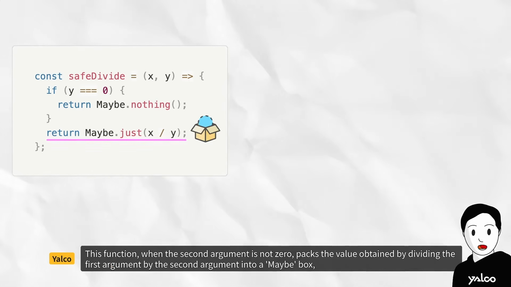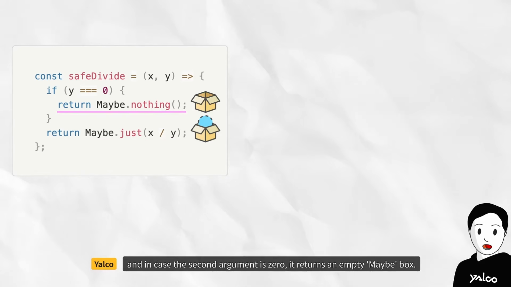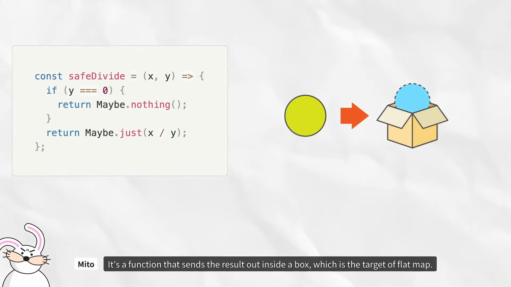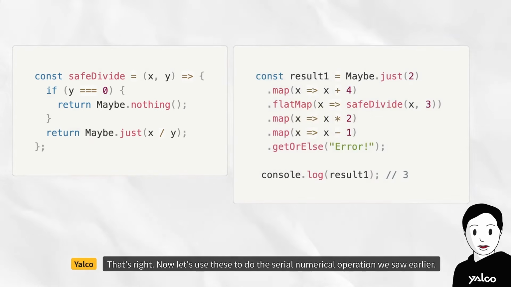This function, when the second argument is not 0, packs the value obtained by dividing the first argument by the second argument into a maybe box, and in case the second argument is 0, it returns an empty maybe box. It's a function that sends the result out inside a box, which is the target of FlatMap. That's right.